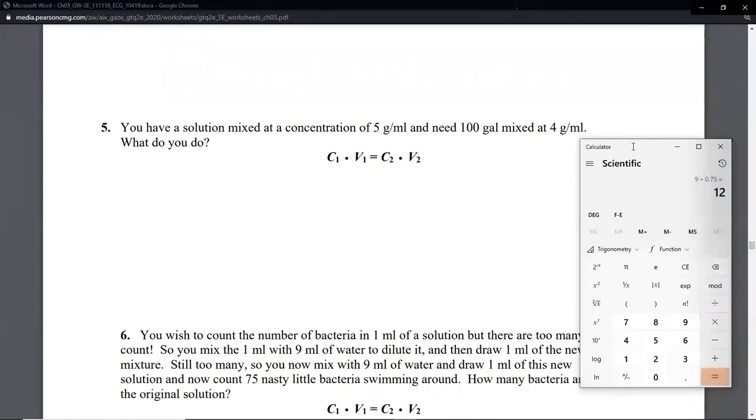And you need 100 gallons mixed at 4 grams per milliliter. Not only does this question not say what thing you are finding, it asks you a true quantitative question. What do you do? What do you do? What are you talking about? Let's ignore the question for a second and let's just try and solve the problem.